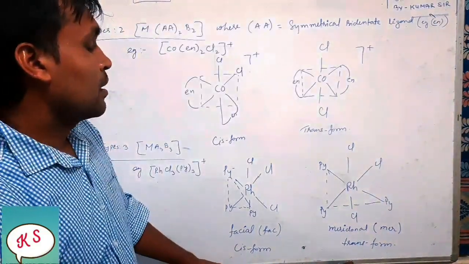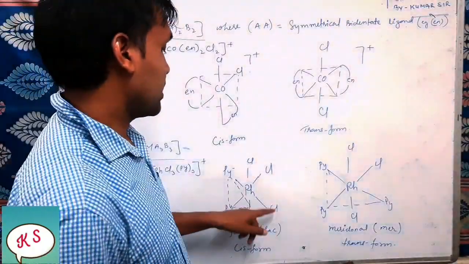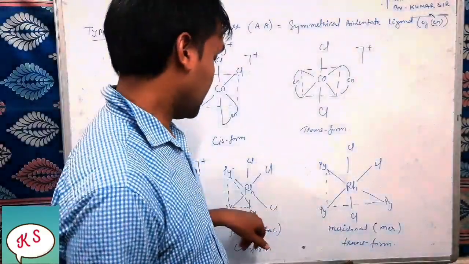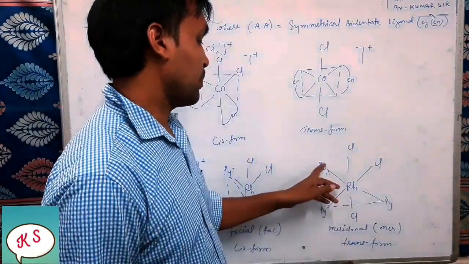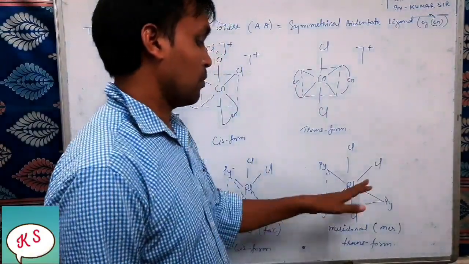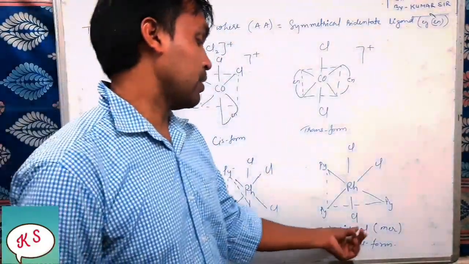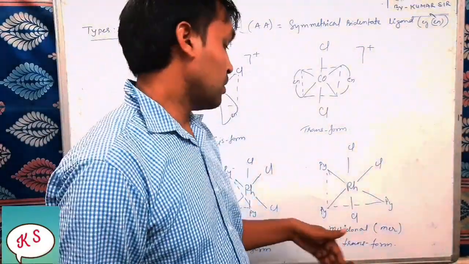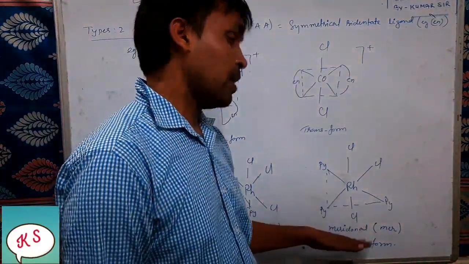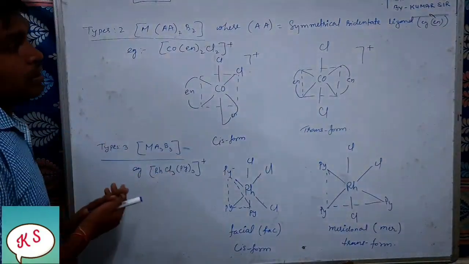Okay. Next, trans form. These Cls will be opposite to each other. So the Cl which was here will come here. So Cl opposite to Cl, py opposite to py, and one py and one Cl will be opposite. So if you join this structure, this is called meridional or mer. It is called meridional or mer structures. It is nothing but the trans form. Got it or not? So this type of structures, students, you have to practice properly.